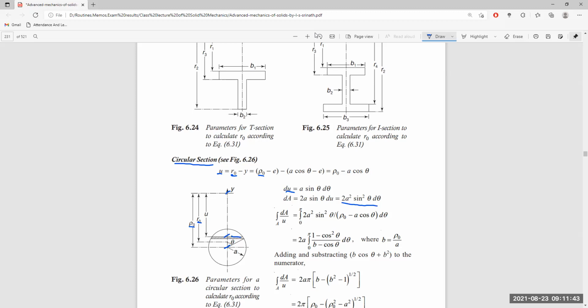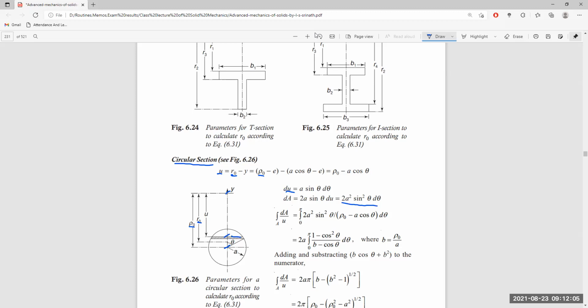Now if we take dA divided by u, here is 2a square sin square theta, divided by u, which is rho 0 minus a cos theta. So it is given like this, and that is d theta.